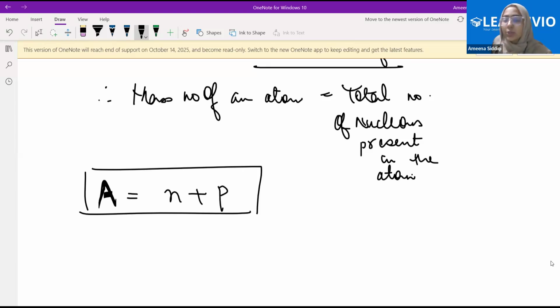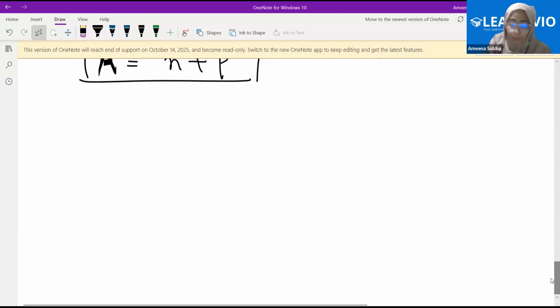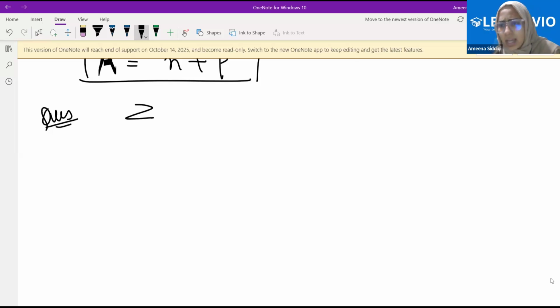Okay, so let's quickly take an example here. Let's suppose, bachcho, we have got to know the number of protons, and through that we have got to know the number of electrons present in the atom, and then we have also got to know the number of neutrons present in the atom through the total mass number, which is denoted by A. So let's quickly take the example here, bachcho.